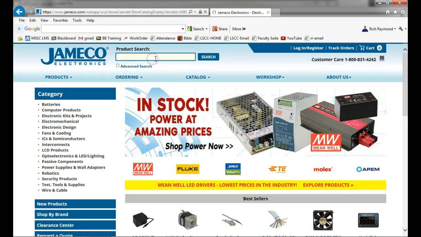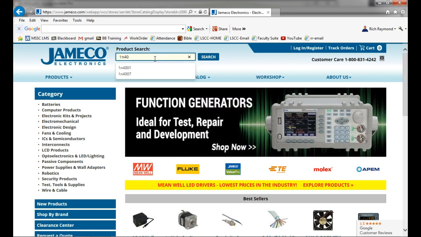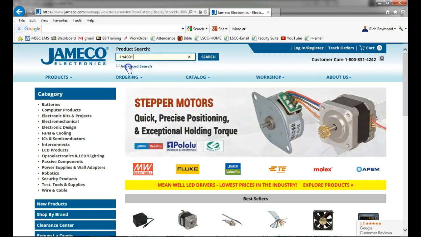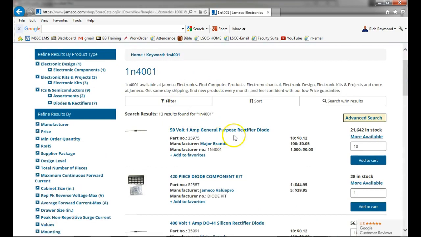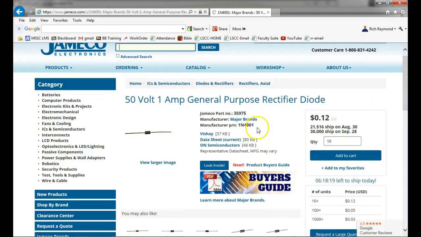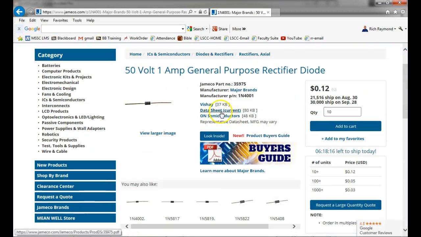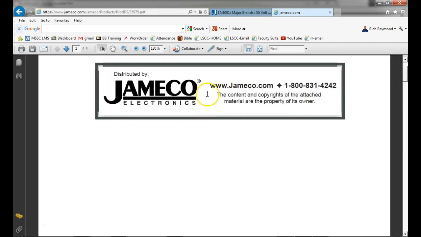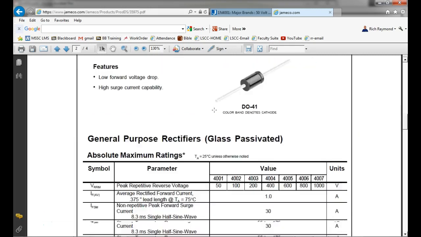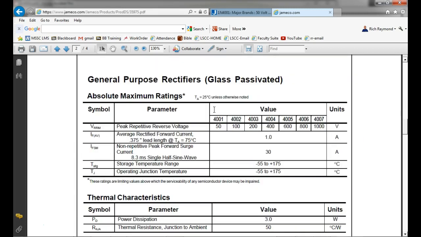And so you can search, so I'd say a 1N4001, right? We could search, and then it'll come up. So this would be the general purpose diode, right? And then we could just actually go to it. And then right here, what does it say? It says the data sheet. So a lot of the data sheets that you see on Blackboard came from Jameco. I just took off the first page because it doesn't belong to them anyway. And here's the data sheet.